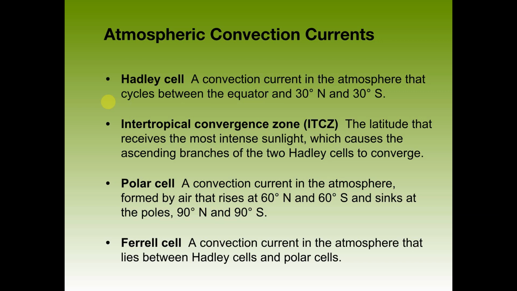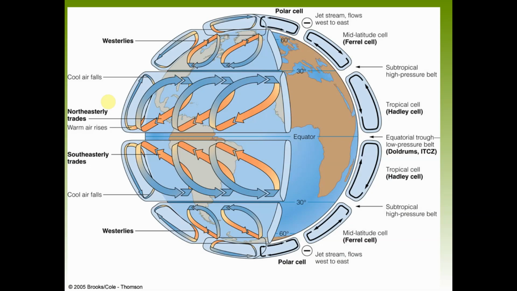And we'll show you a picture of this later. We have a polar cell, which is a convection current that is at the poles, so 90 degrees north and 90 degrees south down to 60. And we have a Ferrel cell, which is a convection current that sits between 30 and 60.